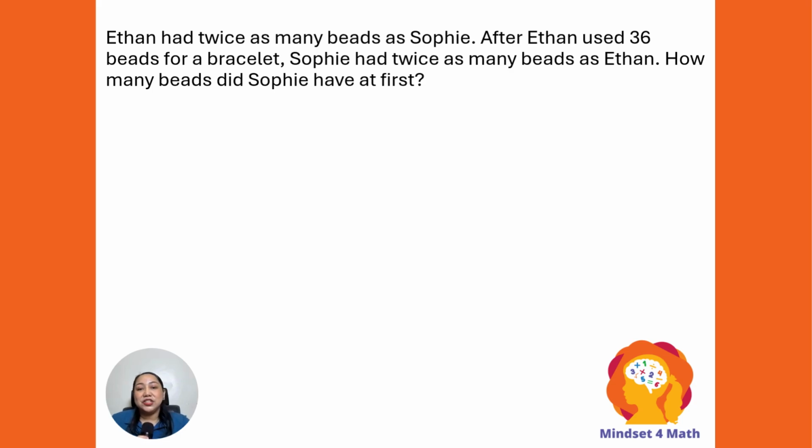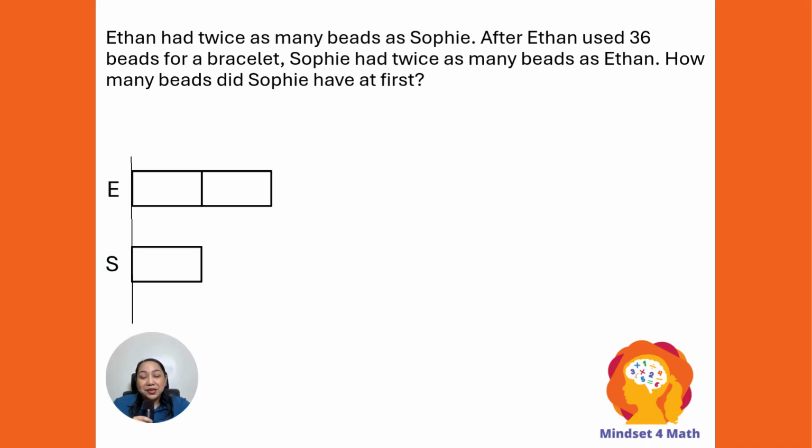So this is what she sent us. Ethan had twice as many beads as Sophie. After Ethan used 36 beads for a bracelet, Sophie had twice as many beads as Ethan. How many beads did Sophie have at first?